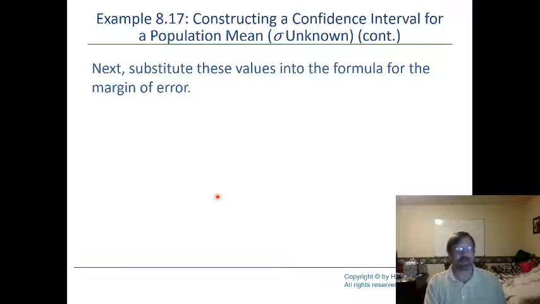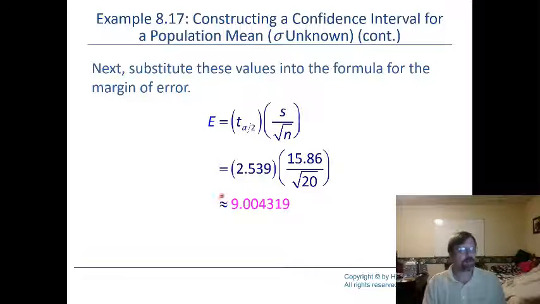Right, to find the margin of error, we plug our values into the equation. 2.539, 15.86 was our sample standard deviation. Sample size is 20. It is important to remember that this is sample size, not degrees of freedom. If you're moving along too fast, that would be an easy mistake to make. So our margin of error is 9.004319.